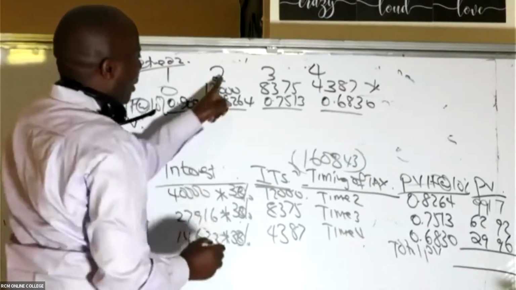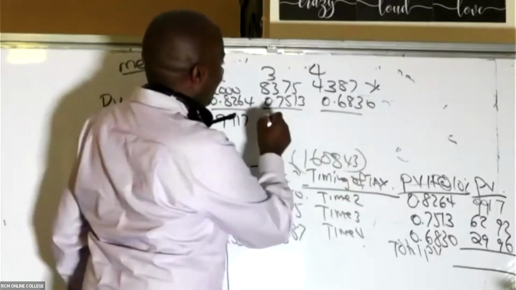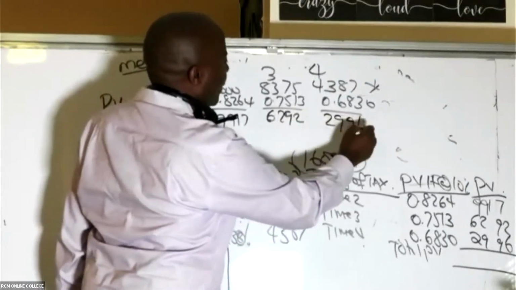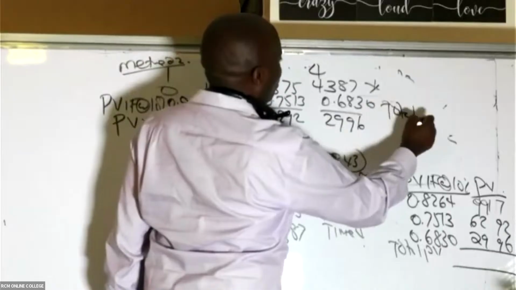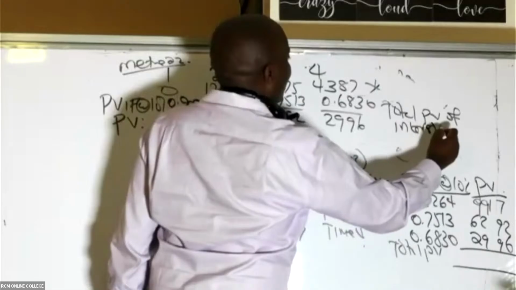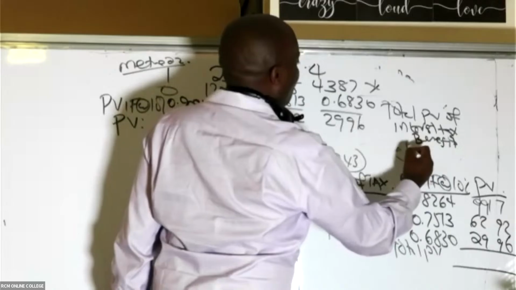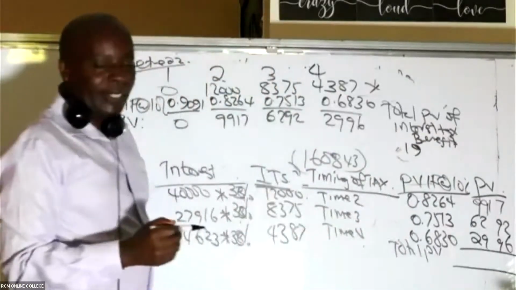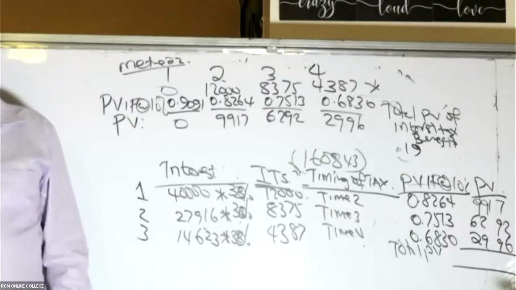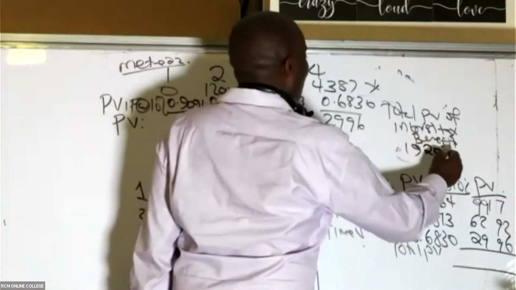This will be 0. Here, this will be 9917. This one here will be 6292. This one here will be 2996, giving us what total? Total PV of interest tax benefit. You guys are giving me a figure there of 19205. So which method do you think is better?